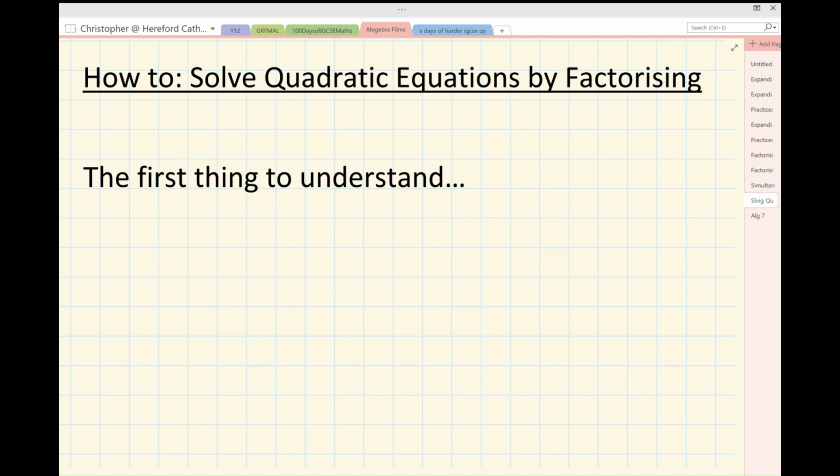Right here. We are going to learn how to solve quadratic equations by factorising. Now, there's a first thing to understand, and then we can crack on. If you have two numbers, I'll tell you what, write down two numbers. Perhaps you've written down 4 and 6. Multiply them together, work out their product, and the product of my two numbers is 24.